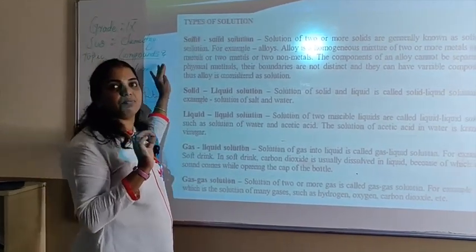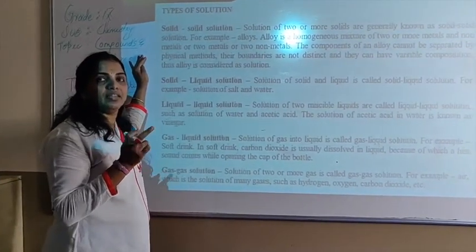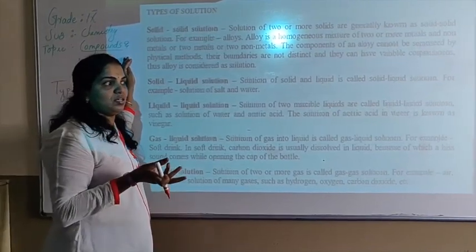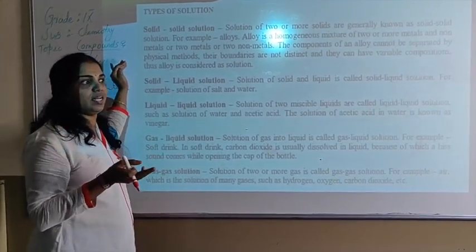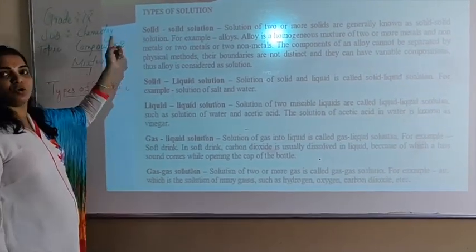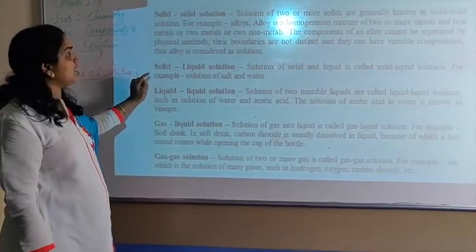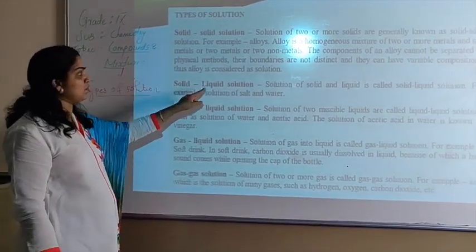Iron. Iron is the main metal present in there, and chromium and nickel. And then bronze. Bronze is a mixture of copper and zinc. So these are solid in solid solutions. Next is solid in liquid solution. So here the dispersed phase is solid and the dispersion medium is liquid.